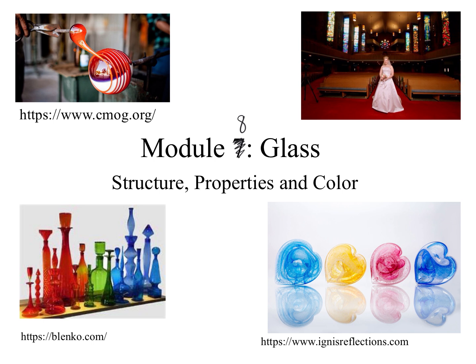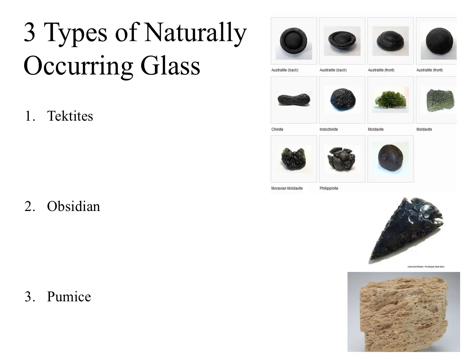Now, we have not always, since the dawn of time, worked with glass. So we had to learn how to make it. So before we learned to make glass, we used naturally occurring glasses. And people mostly used those for things like tools or weapons. So there are three types of naturally occurring glasses. The first type are tektites.